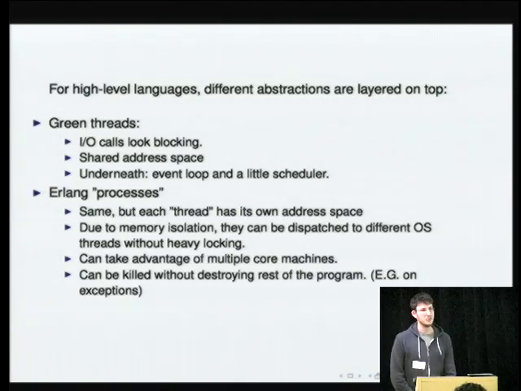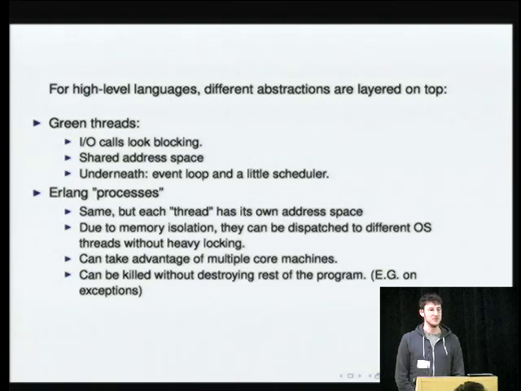So this is super cool because you can now scale over multiple cores kind of transparently. And I think what's really cool, and kind of the killer feature of Erlang, is that you can kill these individual processes without disrupting the rest of the system, just because they're in their own address space.